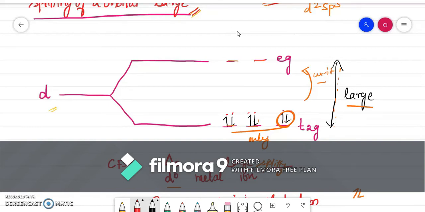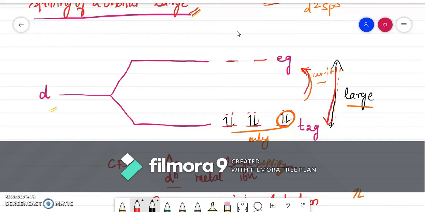So why are these electrons not moved to the eg orbital? Because there is a large splitting between them. Since there is a large splitting, they can't move to the eg orbital. They are retained in the same t2g orbital only. So it is filled in this way: 1, 2, 3.